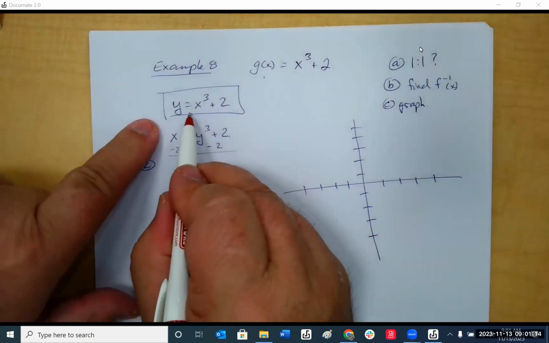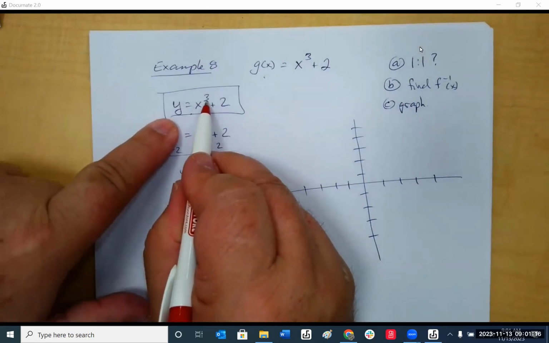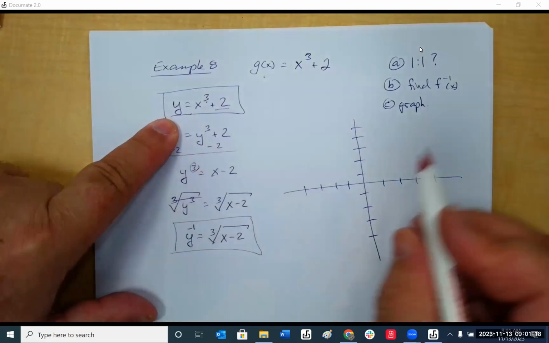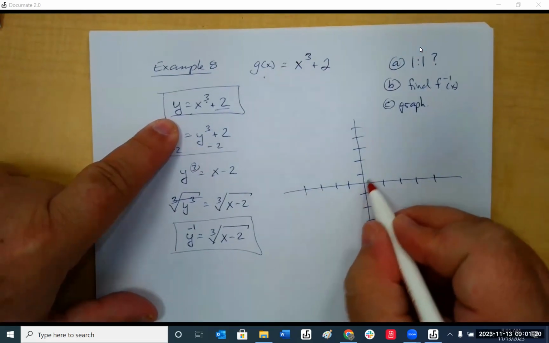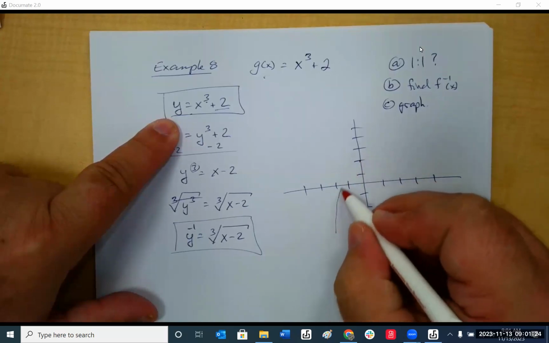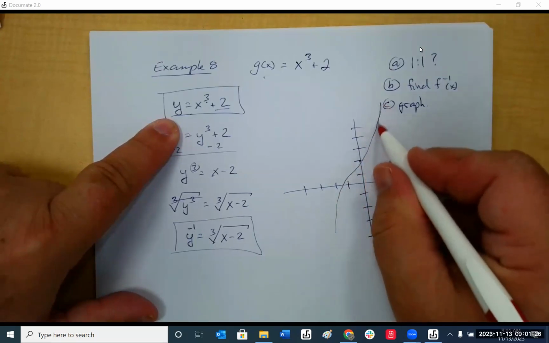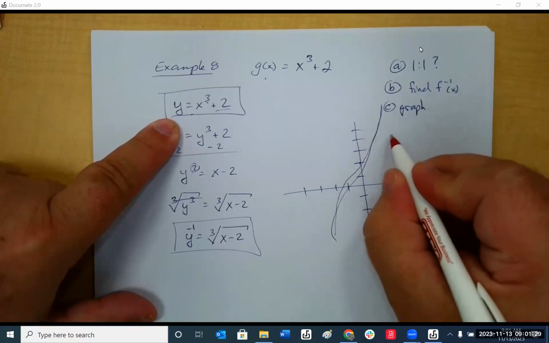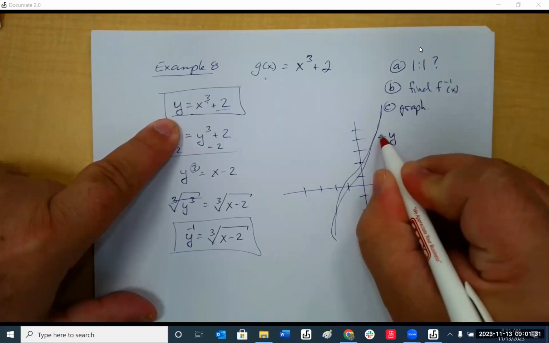Okay, look at the first graph. It's a cubic equation. It's a vertical shift of 2. So the original one crosses the origin, but now I shifted up 2. The graph looks like this. This is the original function.